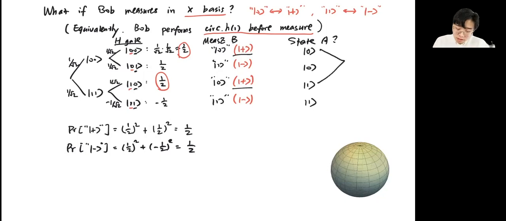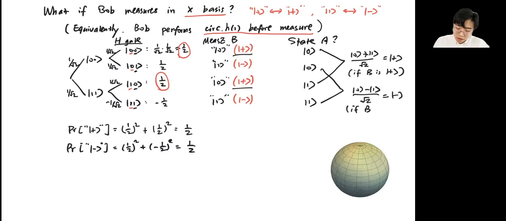Alice has a state of 0 plus 1. And when we normalize her quantum state, we see that it is also the plus state. So again, this is if Bob is plus. Now if Bob measures the minus state, then we have 0 minus 1 for her qubit. After the normalization, this is the minus state, conditioned on Bob measuring the minus state as well.